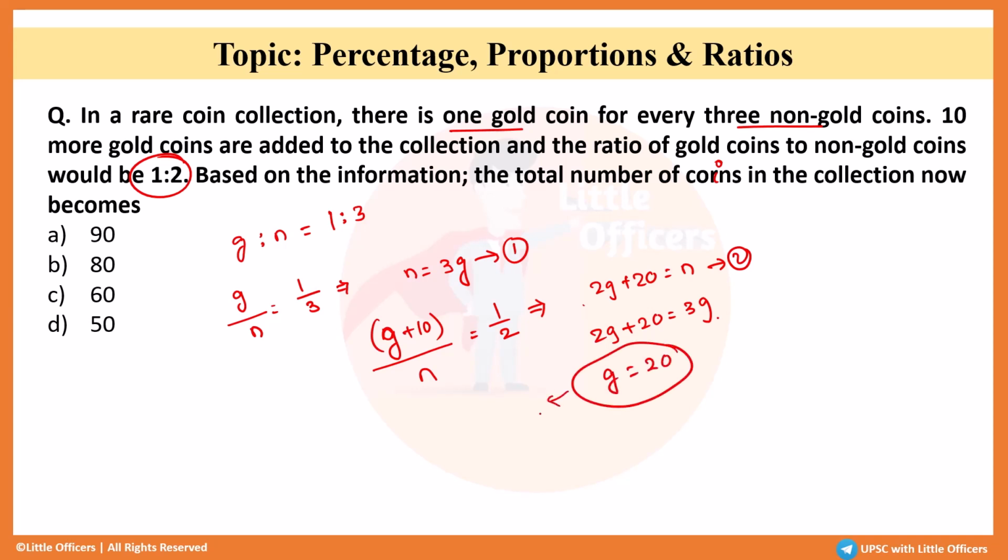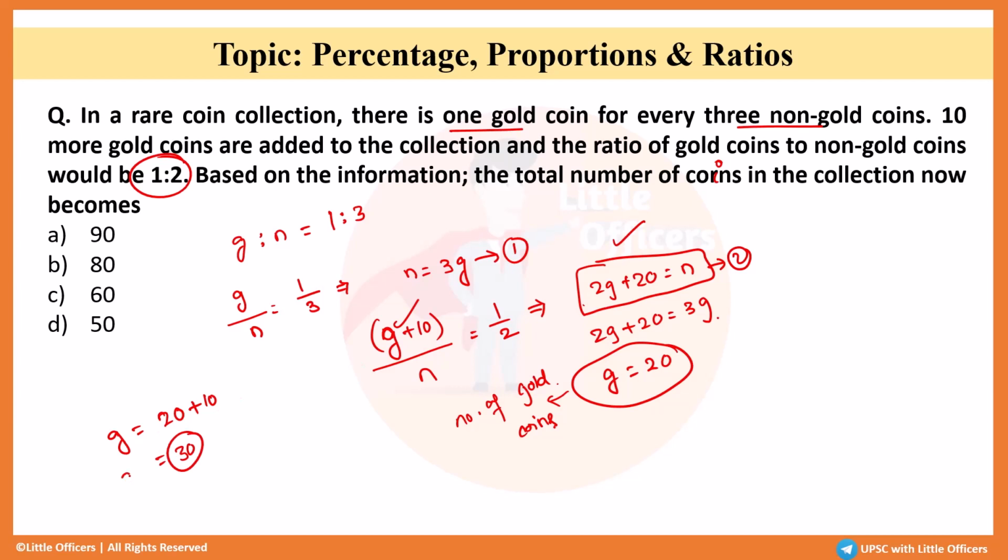That means the number of gold coins is equal to 20. But what we need is not gold coins. Okay, we need the total number of coins, and the updated one. Updated means we put the value into this equation to find N, and from here the value of G will come. So the updated total number of gold coins will be the initial 20 gold coins plus 10 more gold coins added. This is the updated number. So the updated number of gold coins is equal to 30. Obviously, the updated number of gold coins has increased because we have taken G as the initial one. Okay, so this is first.